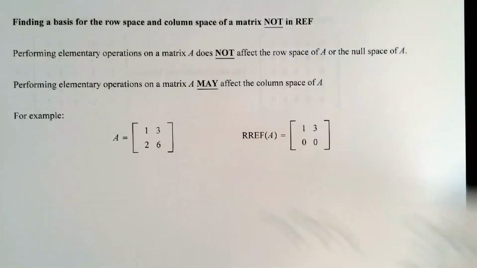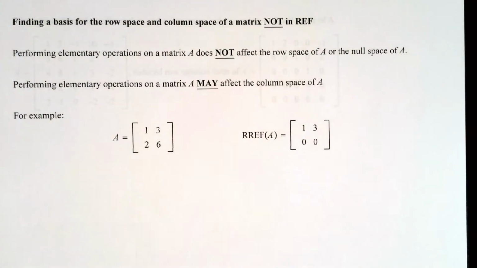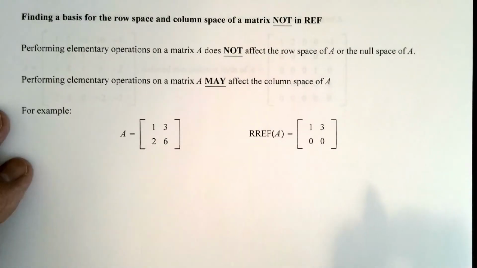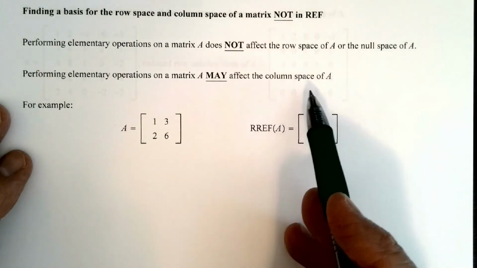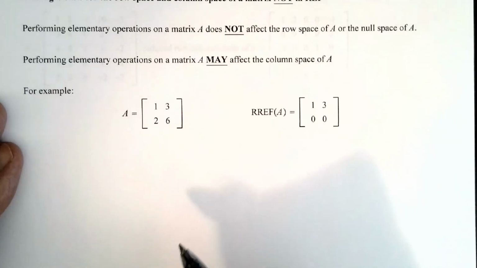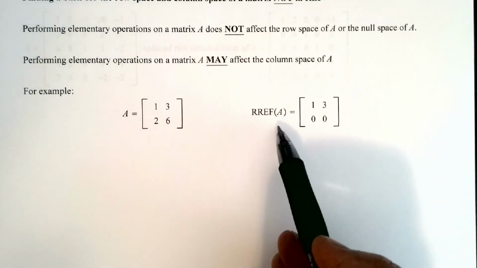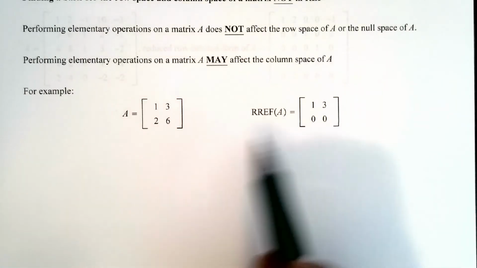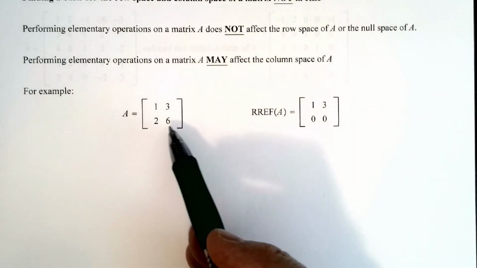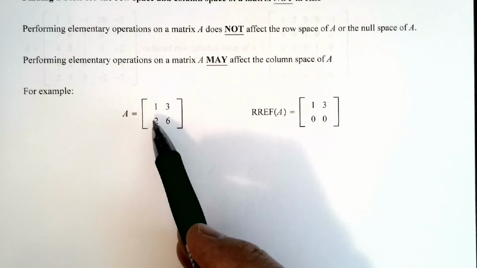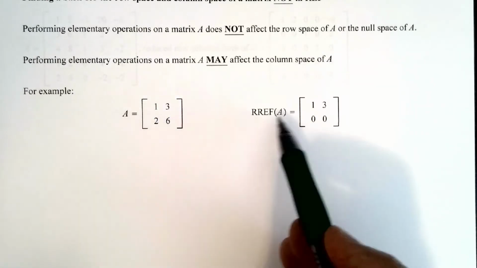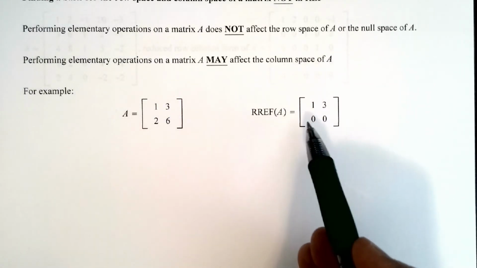Okay. The problem is, though, the elementary row operations may affect the column space of A. And so let me give you an example. Here's a matrix A, and if I put it in reduced row echelon form, here it is. You can kind of see that obviously I can get there in one step because the second row is just in proportion to the first row. Right? I do -2 times row 1 added to row 2, I get to here, and that's the reduced row echelon form.